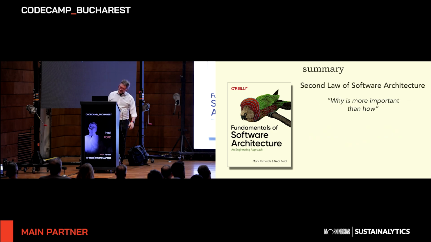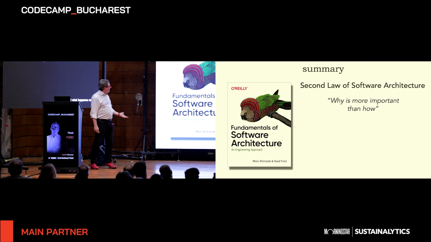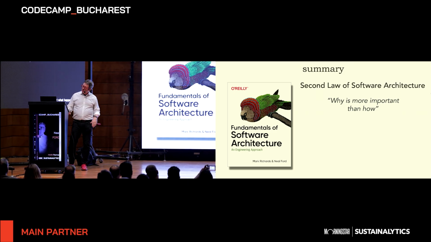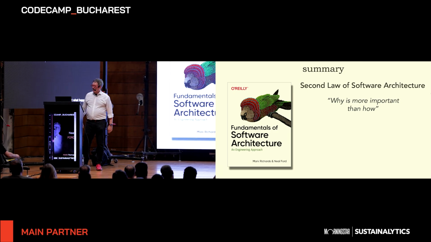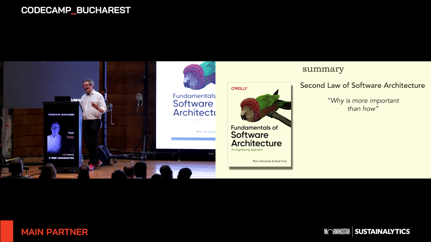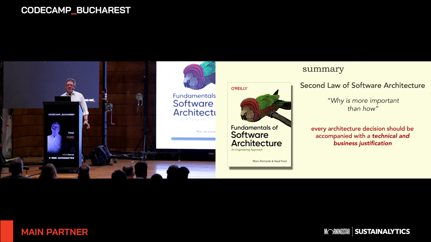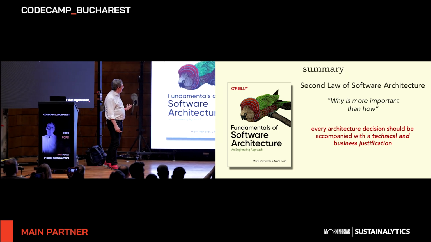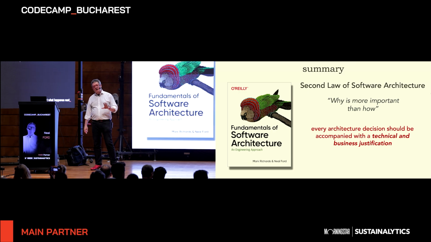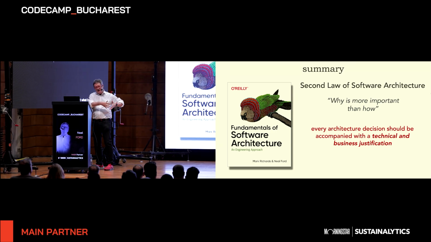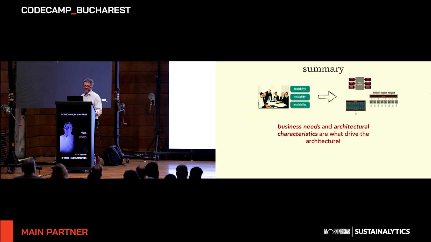And the second law of software architecture is that why is a lot more important than how. We derived these two laws as we were writing the fundamentals book. We were looking for things that seemed universally true. We were hoping there'd be like 10 of them, and there were 2 of them. Everything is a trade-off, and why is a lot more important than how. But every architecture decision needs to be accompanied by both technical and business justification, because the technical justification is fun, but you can spin off into all kinds of places if you don't anchor it back to what the business actually needs, because that's the real constraint that you have to meet when you design an architecture like this.